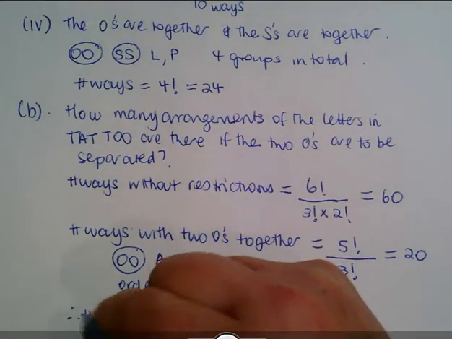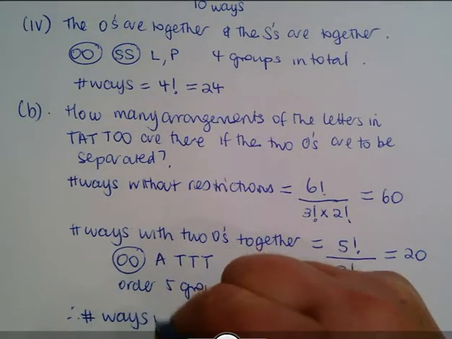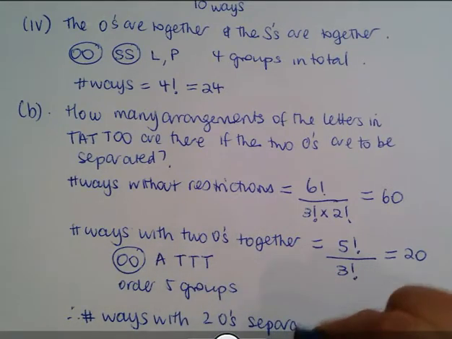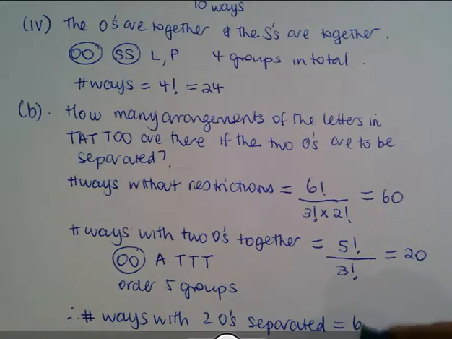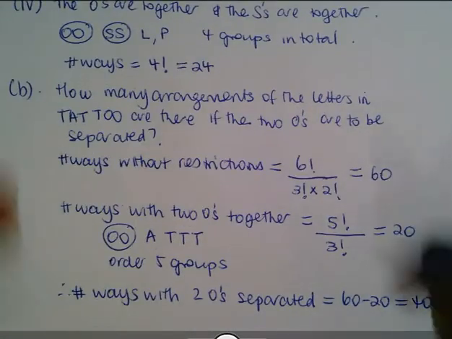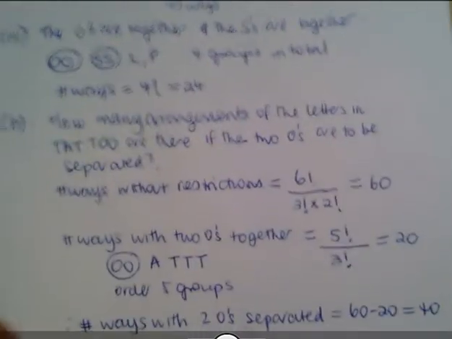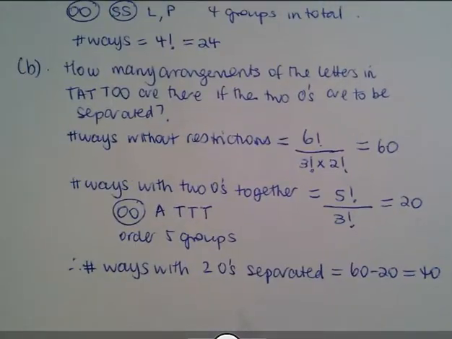So therefore, the number of ways with the 2 O's separated is going to be 60 minus 20, which is 40. Now, this is going to be easier to do it this way. Otherwise, you're going to have to start doing all this all over again. Okay? All right. Question here.